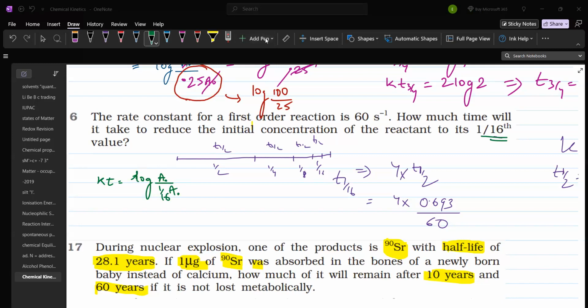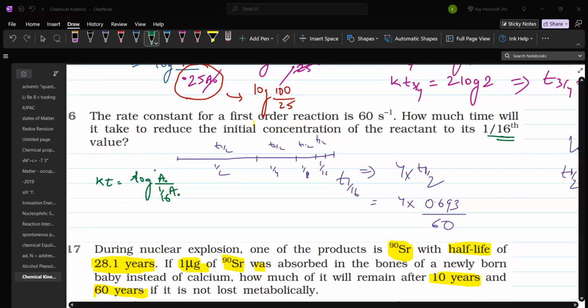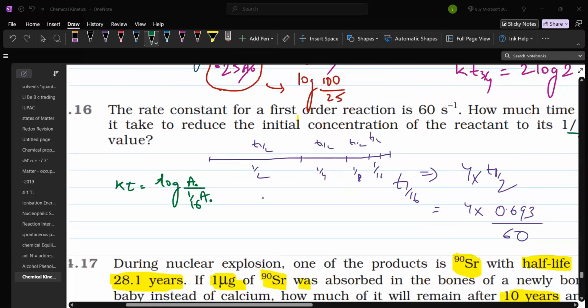Okay, sorry. So I was asking, what I have done here is I have put the concentration of A as 1/16th of A naught. Does this make sense? Can you understand this, Rishita?